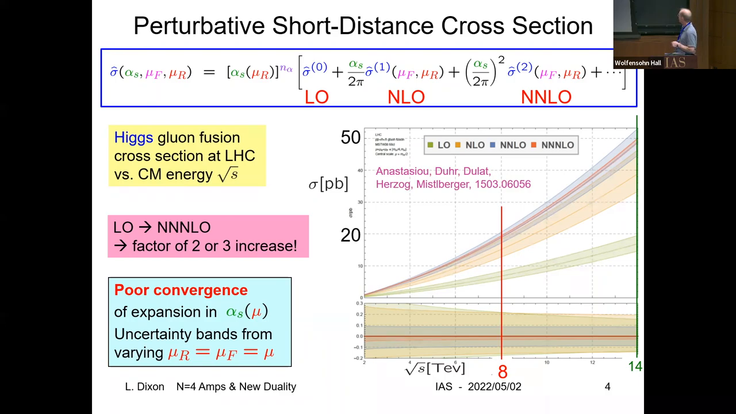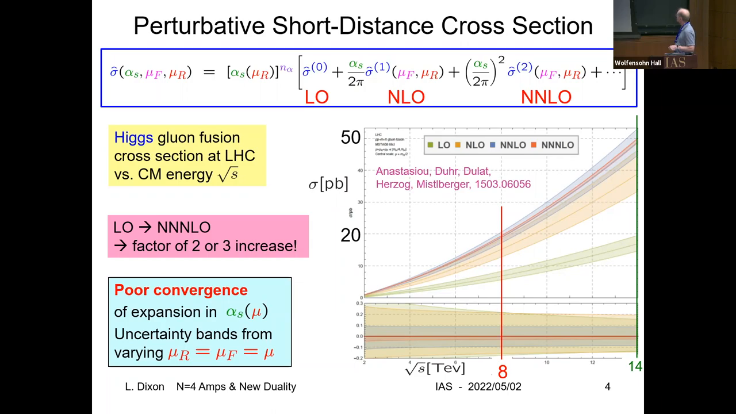If you look at this plot over here, it shows the Higgs production cross-section as a function of the LHC energy, and the LHC has run between 7 TeV for a short time and 8, almost up to 14. And the cross-section obviously gets bigger as you increase the energy because you have more gluons that have enough energy to fuse to form the Higgs.